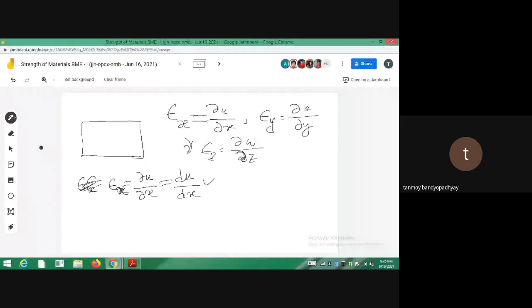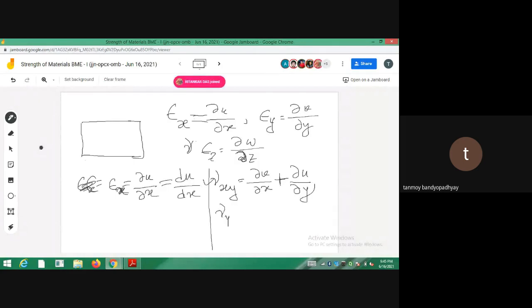Okay. So now what about the shear strains? The shear strains gamma xy. So gamma xy will be equal to, you just write down del v by del x plus del u divided by del y. These things you have to do. I am just giving you some hints and all. I am writing the 3D expressions.